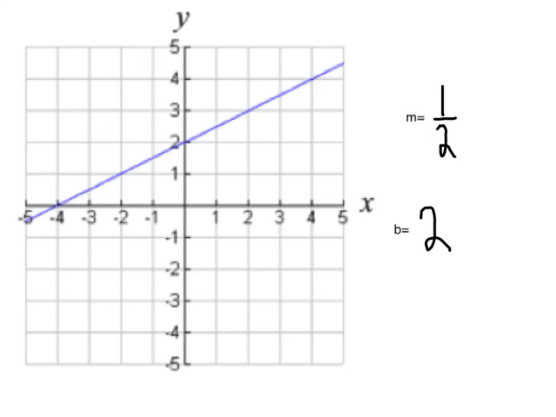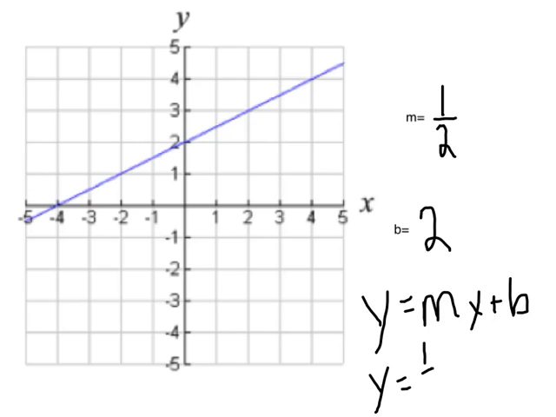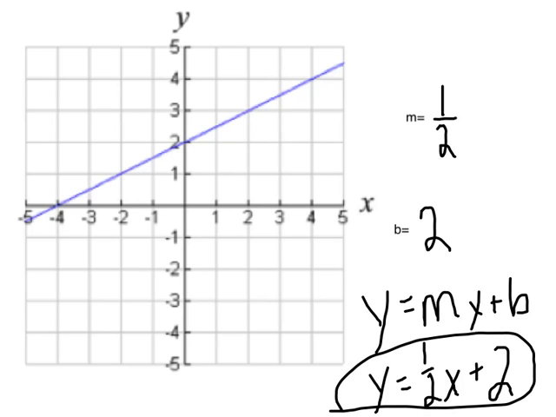Now I have my m and I have my b, so the rest is easy. We know our general equation is y equals mx plus b, so I just substitute my values. y equals 1/2 x plus 2, and that is my equation for my line.